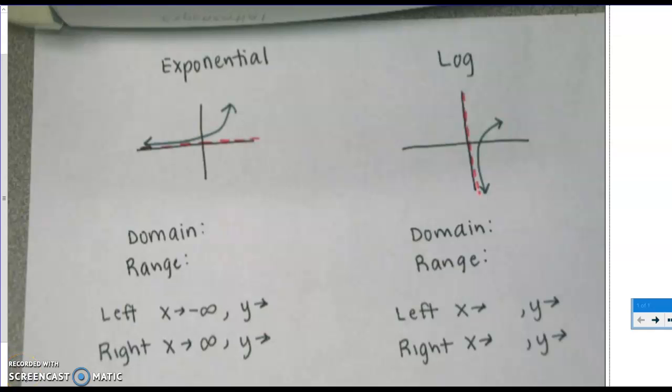Hi guys, this video is comparing and finding key features of exponential and logarithmic functions. This is directly related to the Delta Math assignment that you have for today as well. All right, so exponentials and logs should look familiar. You did them in Math 3, so this should be mostly a refresher, hopefully.